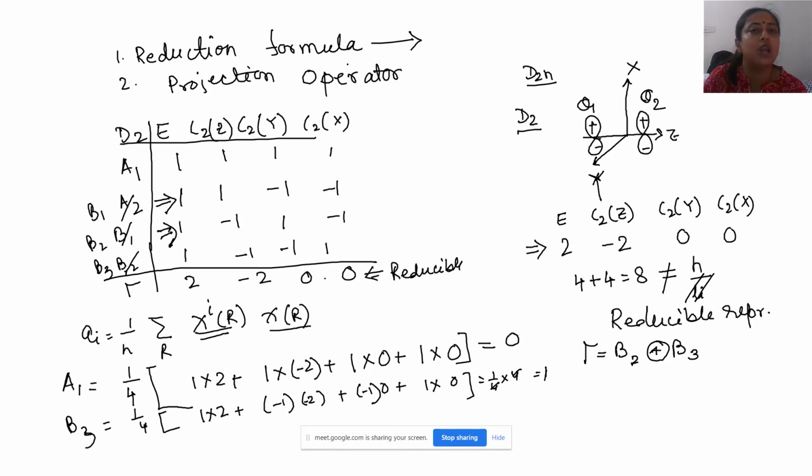So the reduction formula is one very strong tool that comes out from the great orthogonality theorem, and we can easily formulate which irreducible representation is actually spanning the reducible representation, not going into the detail of the geometrical interpretation or geometrical method. Simply by applying the reduction formula, we can easily find out which reducible representations are being spanned by which irreducible representations.